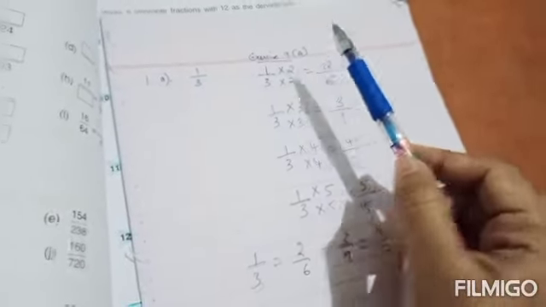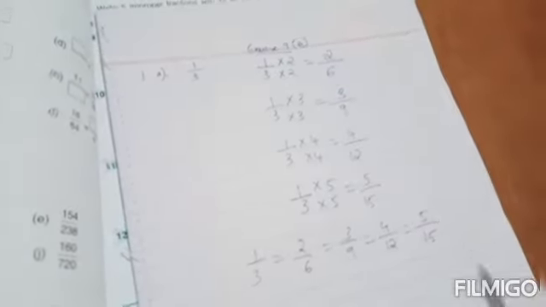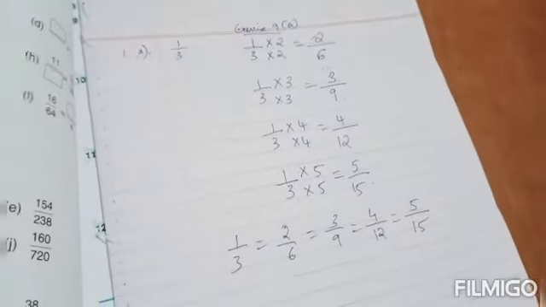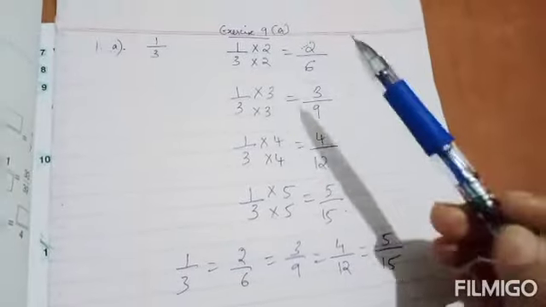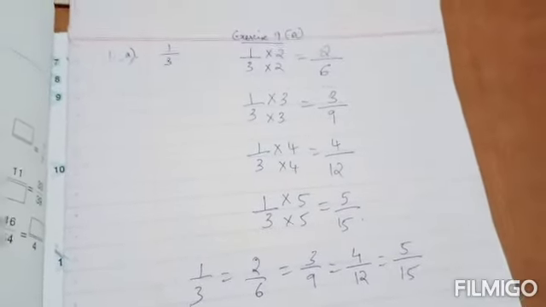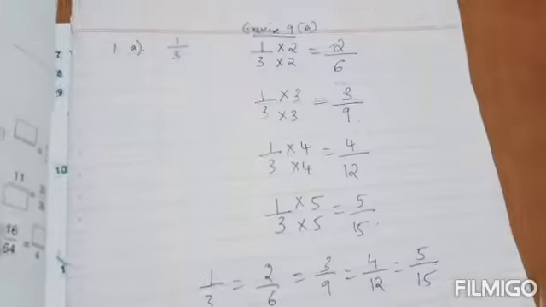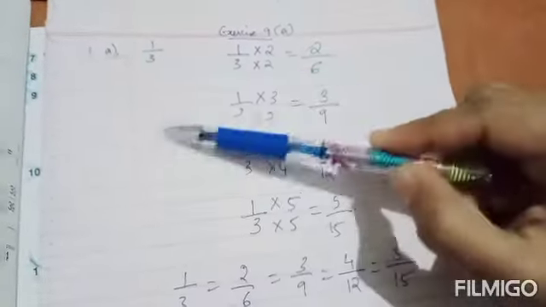Not only this, you can divide also. The division case, let's see later. So if you multiply both numerator and denominator of a fraction by any number, you will get equivalent fractions of that fraction. Okay, so the second question is 4 by 5.